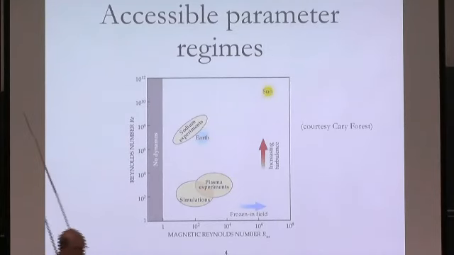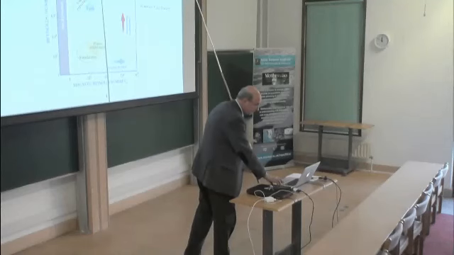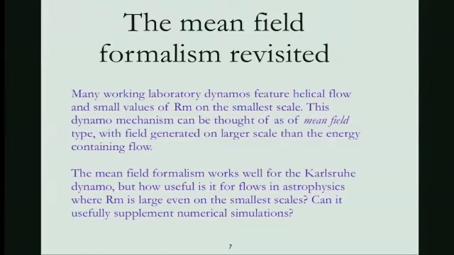I'm not going to talk today about laboratory dynamos, but there's been a lot of trouble generating magnetic fields in the laboratory. But many working laboratory dynamos feature helical flows and small values of the magnetic Reynolds number on the smallest scale. Okay, so they have a big apparatus, small scale velocity. The Rm, the magnetic Reynolds number on the smallest scale of flow, is small.